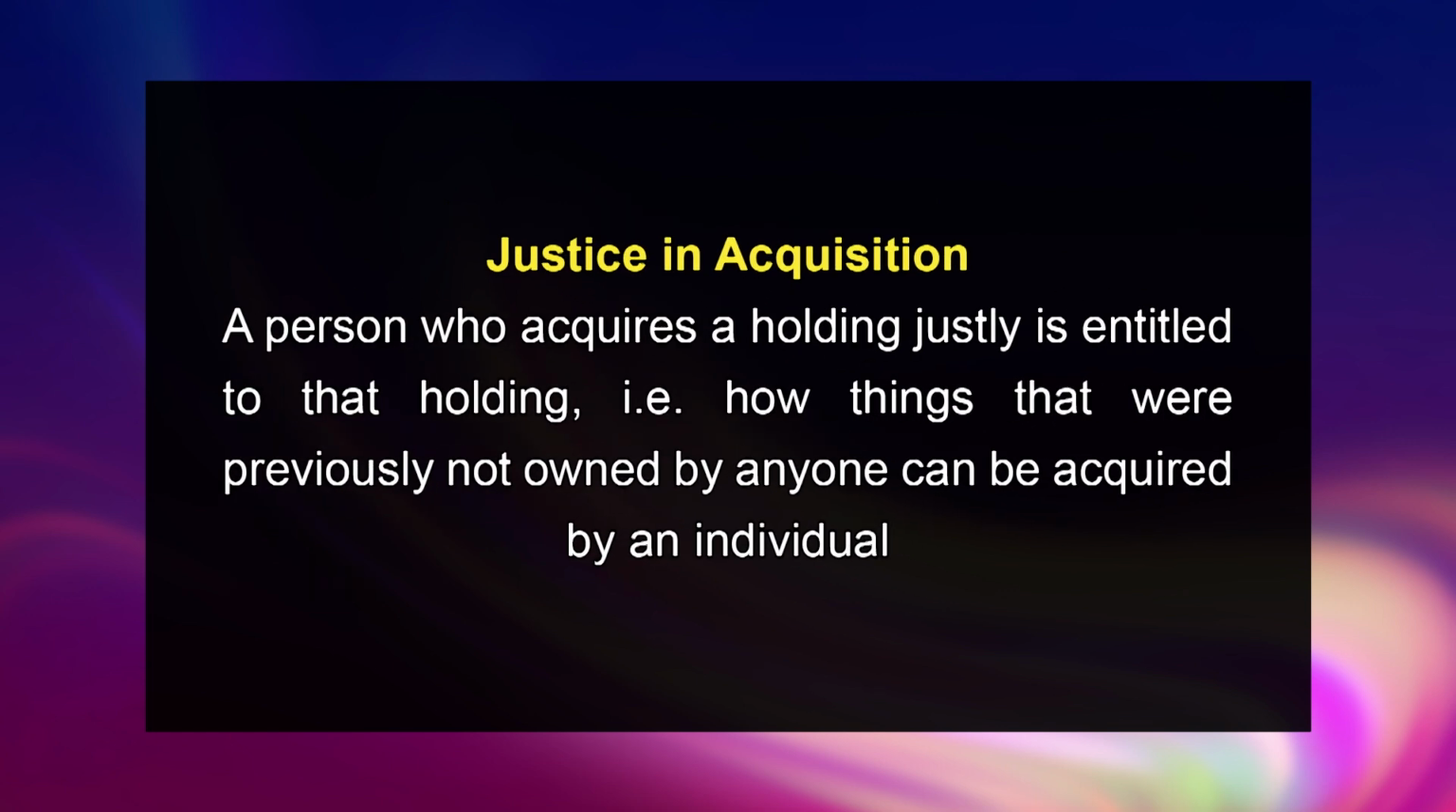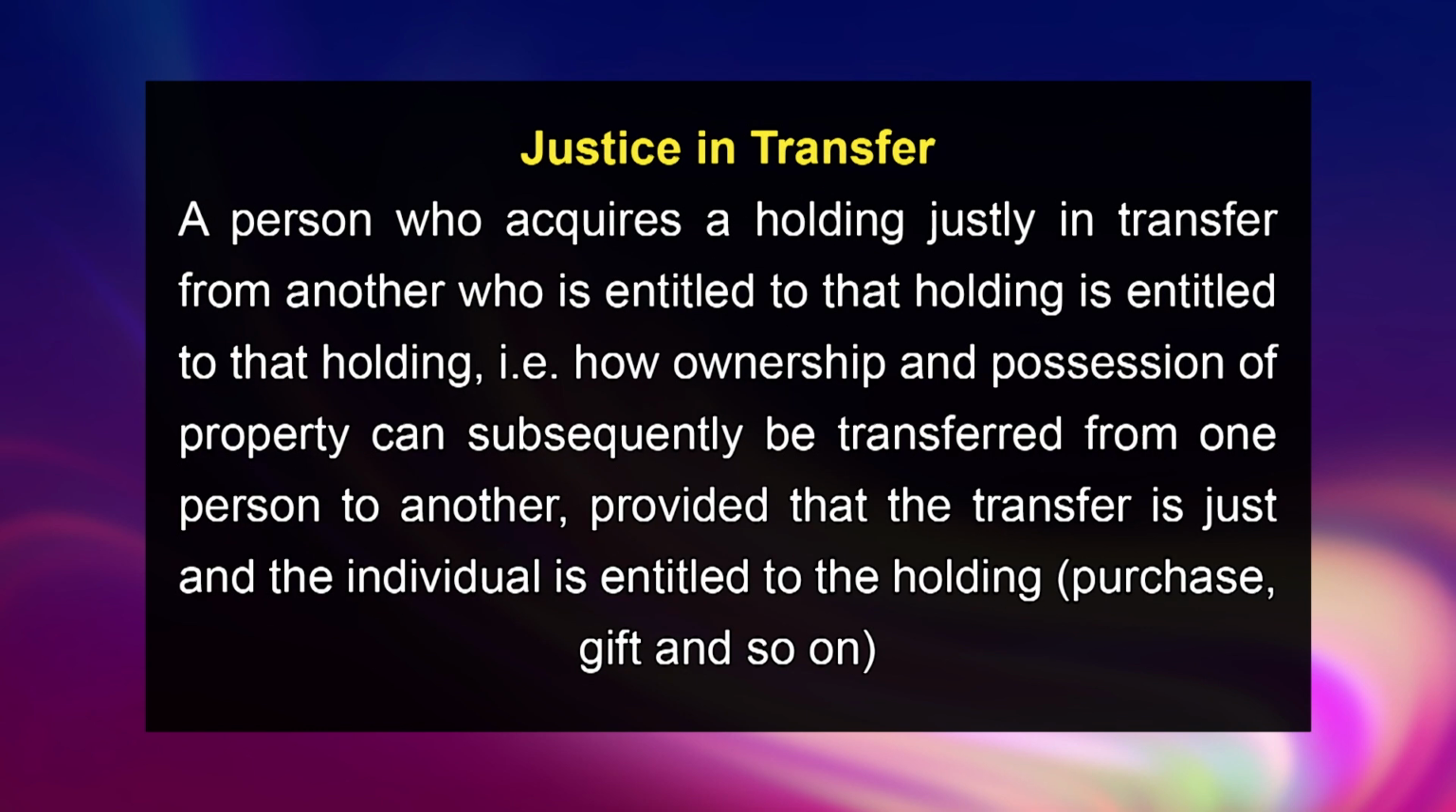Justice in acquisition maintains that a person who acquires a holding justly is entitled to that holding. That is, how things that were previously not owned by anyone can be acquired by an individual. According to justice in transfer, a person who acquires a holding justly in transfer from another who is entitled to that holding is entitled to that holding. That is, how ownership and possession of property can subsequently be transferred from one person to another, provided that the transfer is just and the individual is entitled to the holding, like purchase, gift and so on.